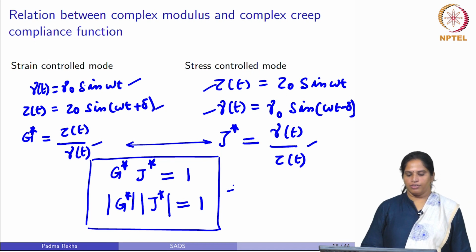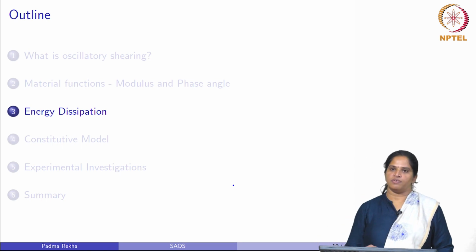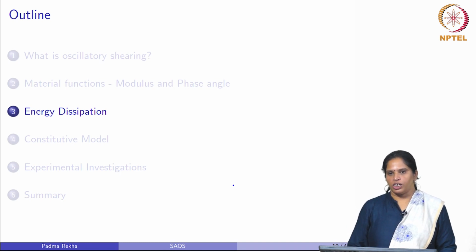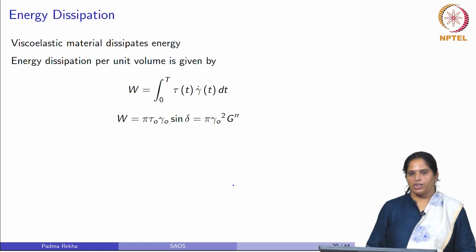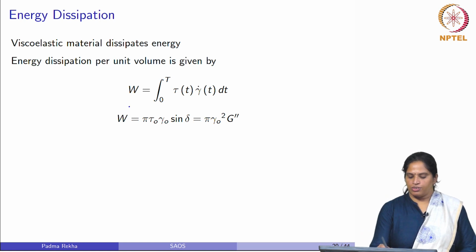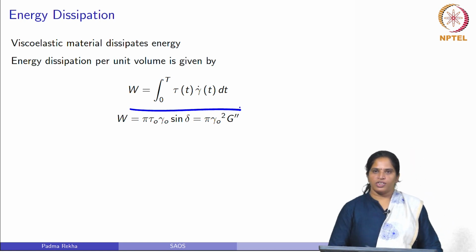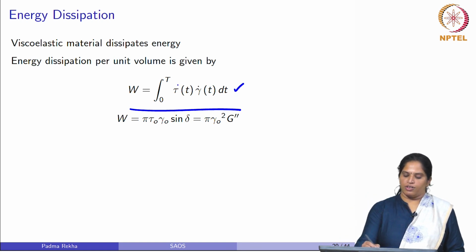So, we have seen different material functions that we use to define the viscoelastic behavior when tested under oscillatory shearing. Now, we will calculate the energy dissipation of a material when it is subjected to an oscillatory shear. Energy dissipation in a material can be defined using this work done equation, per unit volume. So, you have an integral equation as a function of stress and the strain rate.